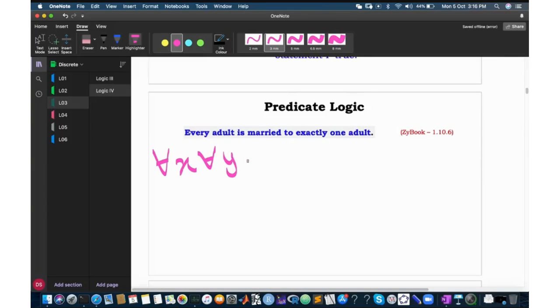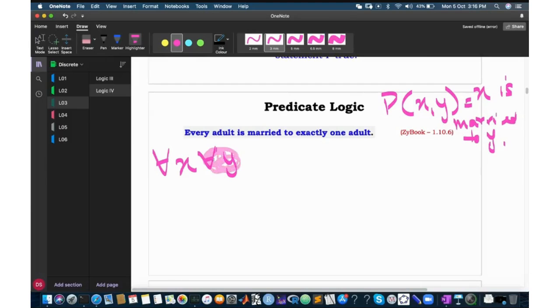And what do you want to say? So function. Let's define p of x, y. I'm defining p of x, y as x is married to y. So for all x, for all y, what do you want to say? There exists a y. For all x, there exists a y for which p of x, y. When I erase this part: for all x, there exists a y, p of x, y.